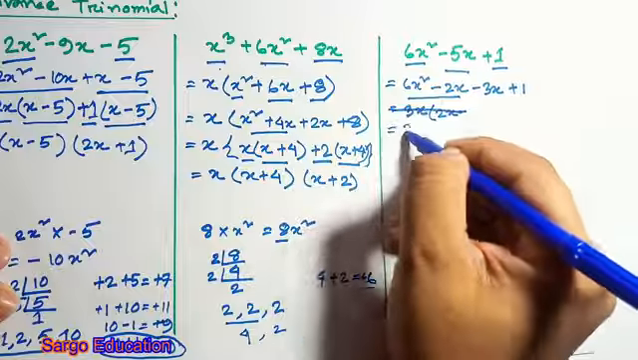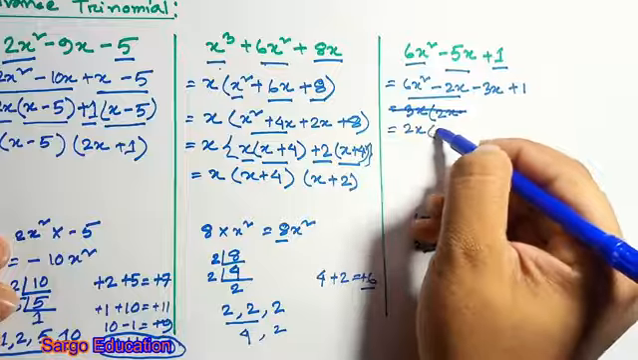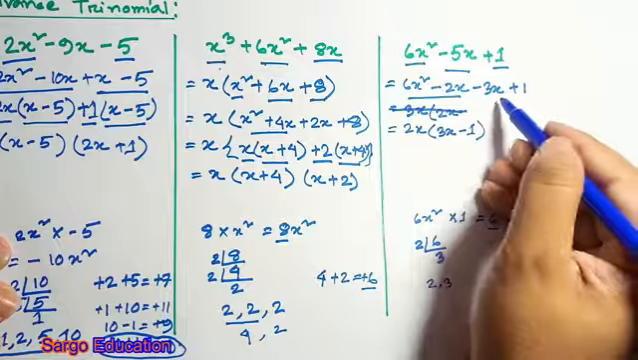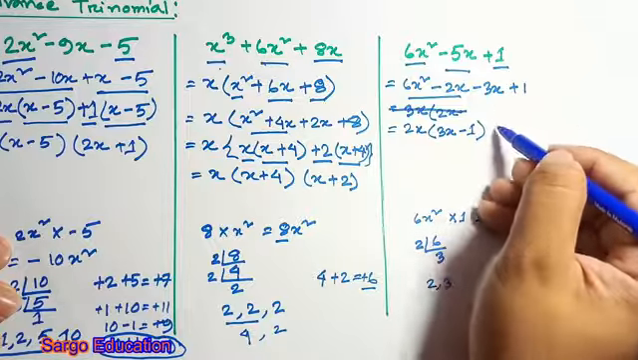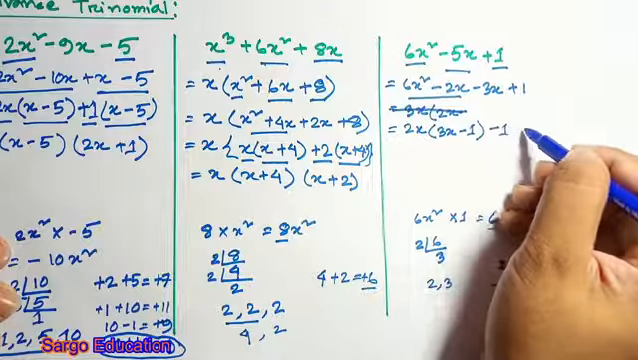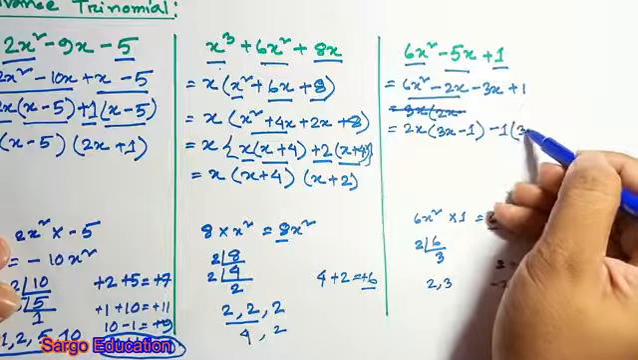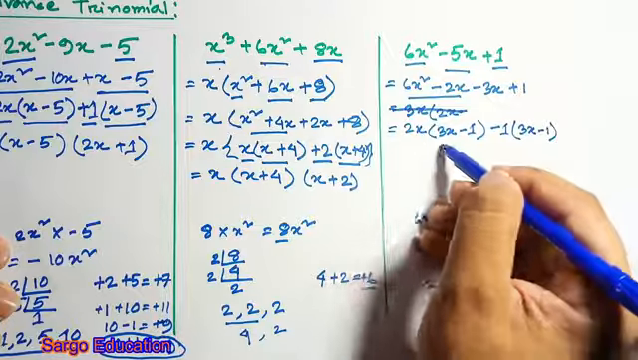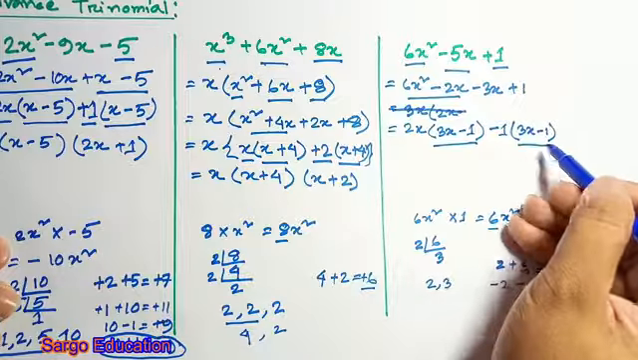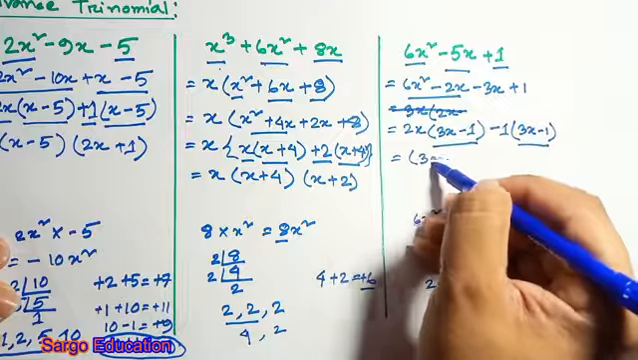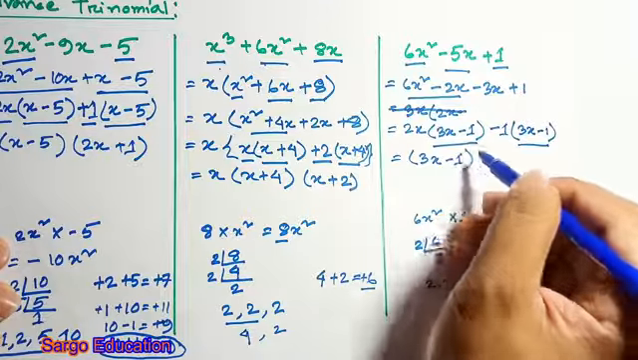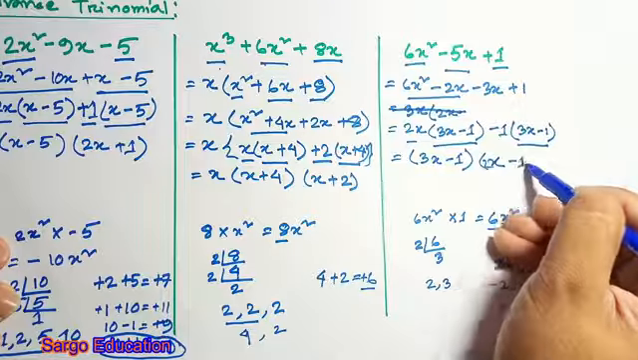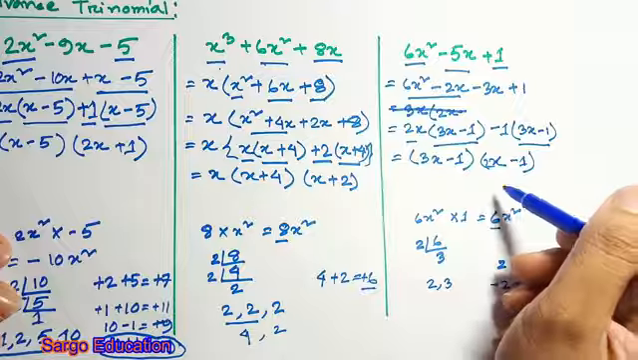We can take common 2x from here. Then it remains 3x minus 1. And here there are no common terms. So we can take minus 1 as common. Then it remains 3x and, changing the sign, minus 1. Here 3x minus 1 appears twice. Then we take 3x minus 1 once and remains here 2x and minus 1. This is the solution of the third math.